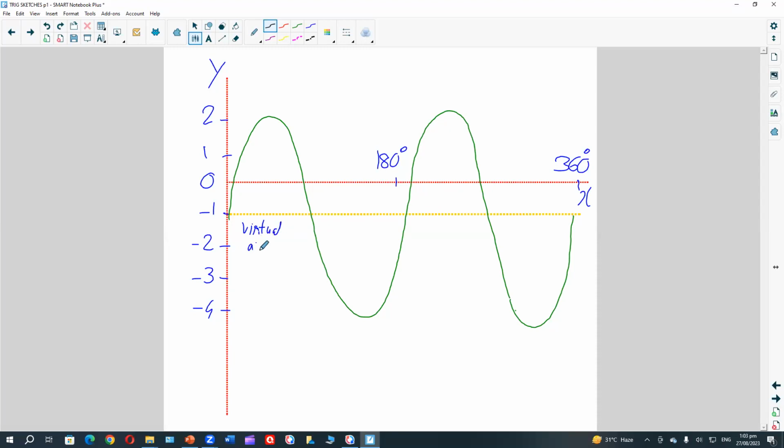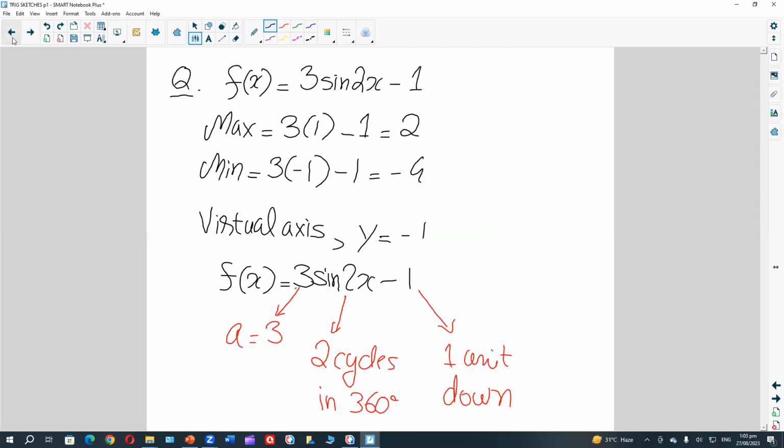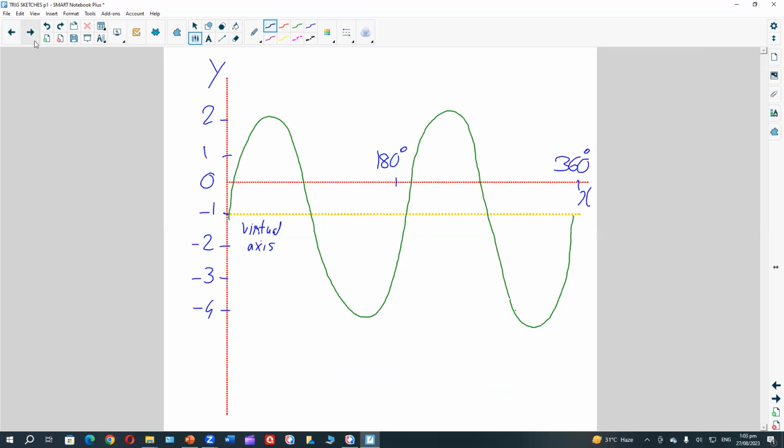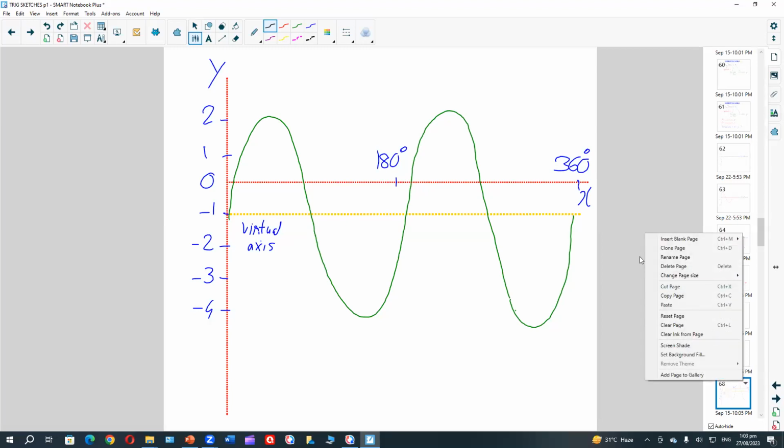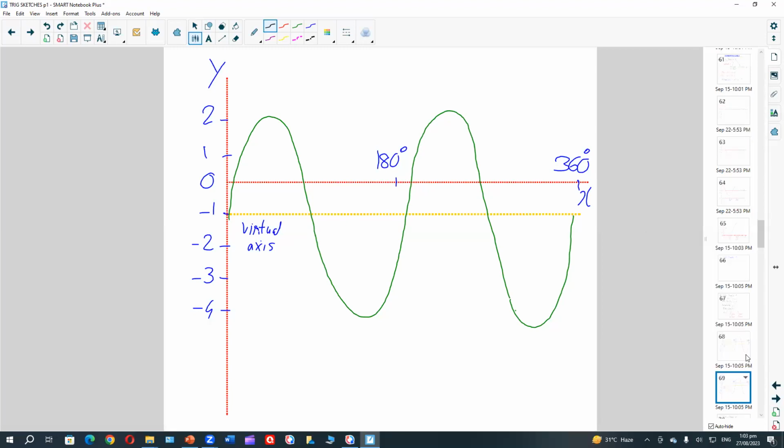Sir, the amplitude is 3. Shouldn't the height be 3? Just a minute. Let me check if I made a mistake. Its amplitude is 3, so the maximum value is 2 and the minimum is -4. Yes, you're right. Amplitude is 3. So the graph sketch is correct? 3 units from -1, so amplitude is 3. So this is fine. The graph is fine. Okay.